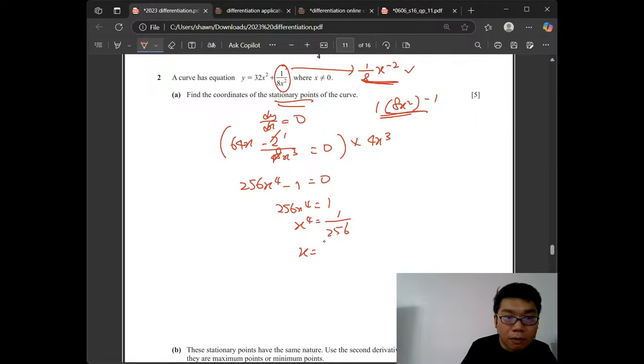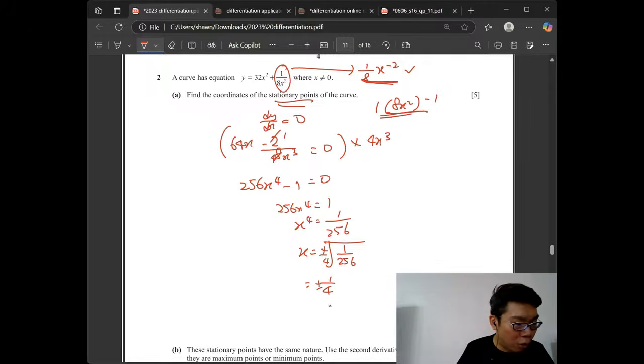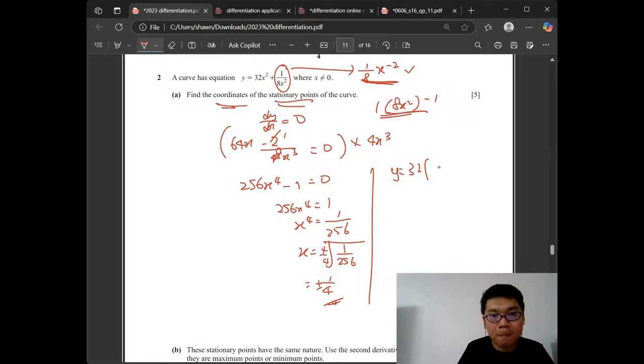1 over 4. Wait. When we take the root 4, because it's an even power 2, 4, 6, 8, when it becomes a square root, it includes both positive and negative. So that's why you get the answer plus minus 1 over 4. And this question requests coordinates. They do not say it's x coordinates only. So make sure you find the y value.